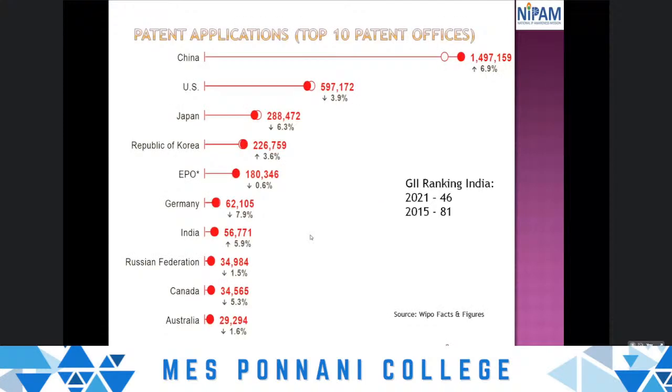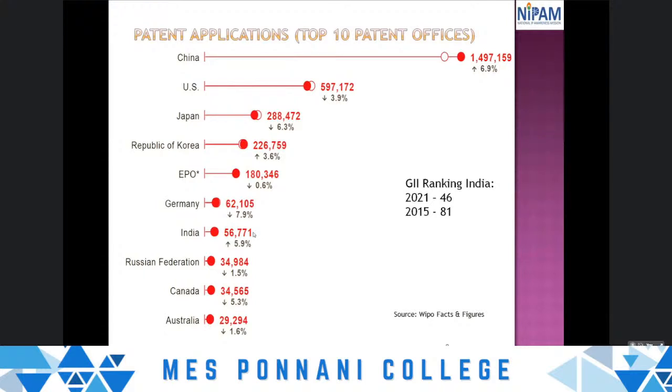Now here you can see a visualization of the patent applications that were filed in the top 10 patent offices of the world. This data has been taken from the WIPO database. WIPO is the World Intellectual Property Organization. This is for the year 2020, I suppose. You can see that the most patent applications were filed in China, and India is only in seventh place, right?